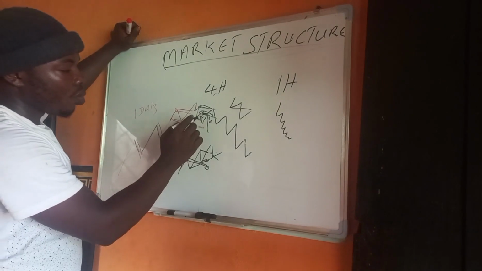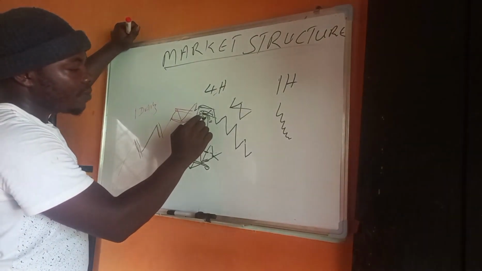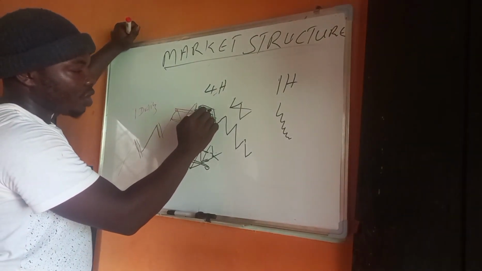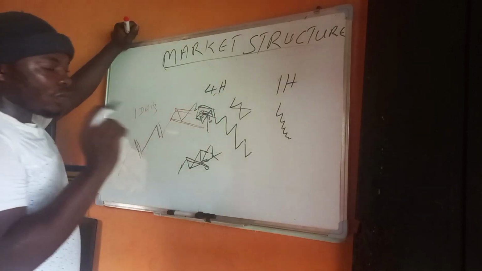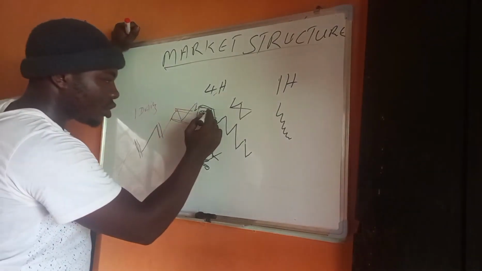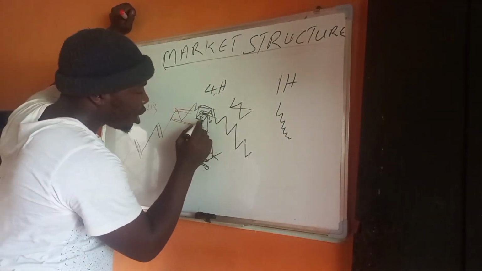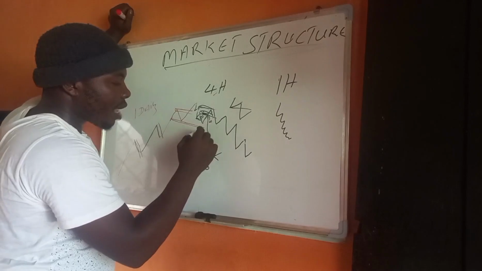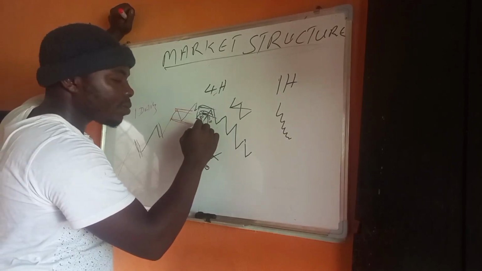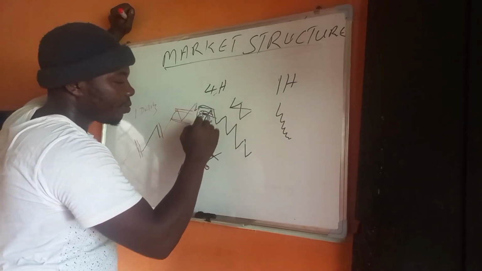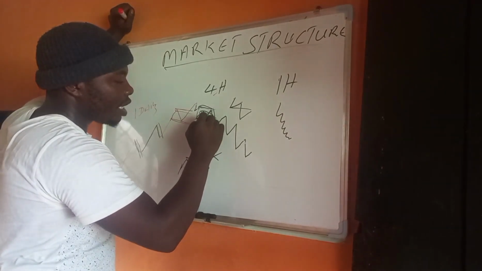So what you need to do is wait. If this market did not break out of this structure, that means you need to tighten your stop loss. Look for it maybe in the 1 hour time frame, because this market will not move straight like this. In the 1 hour time frame, it will start moving like this.